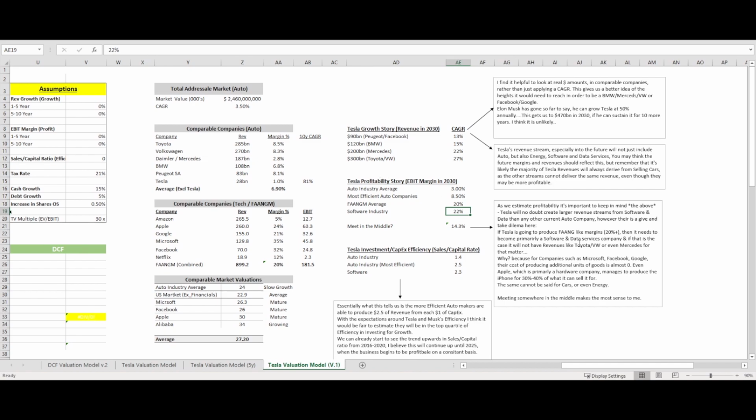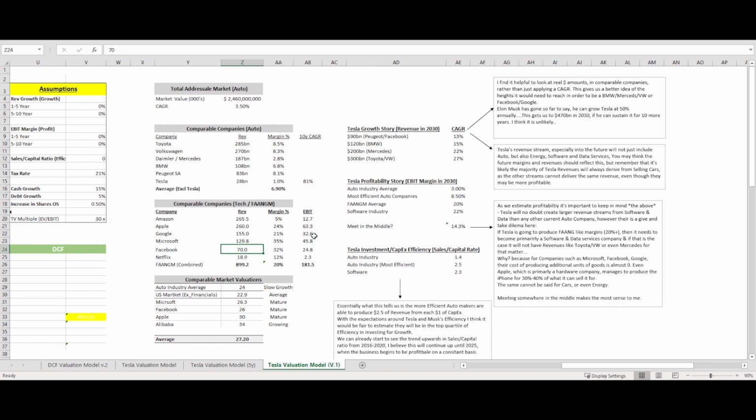And why is this? Because for companies such as, say, Microsoft, Facebook, or even Google, their cost of producing additional units of goods is almost zero. Even with Apple, which is primarily a hardware company, it manages to produce an iPhone for 30 to 40% of what it can sell it for. And unless we have some really dramatic changes in how efficiently car companies, even Tesla, can produce a car and then sell it on for the same amount of value, I don't think we're going to see Tesla produce these sort of margins.